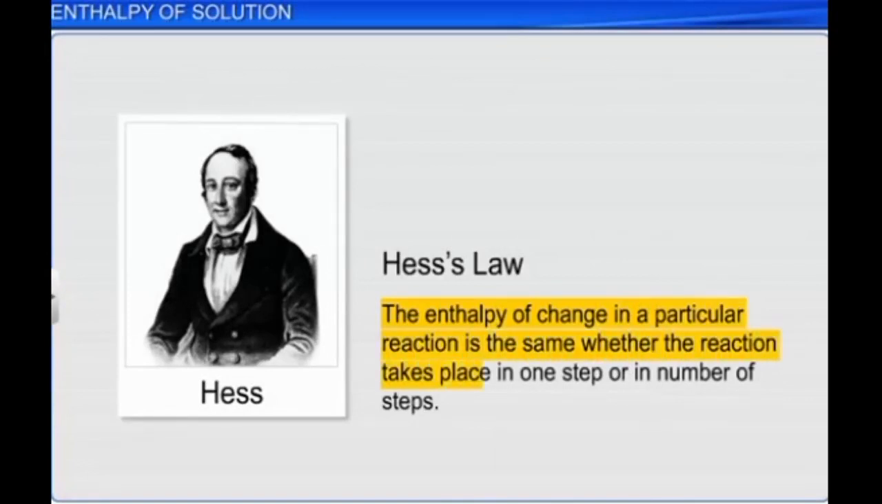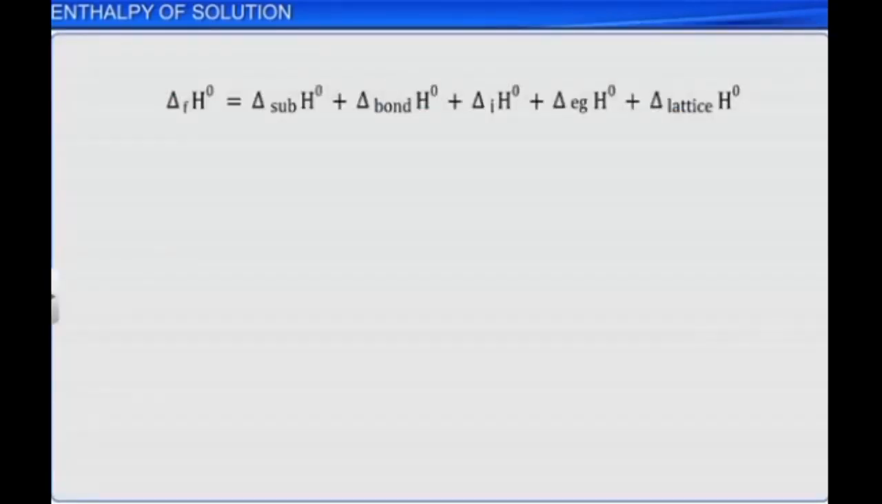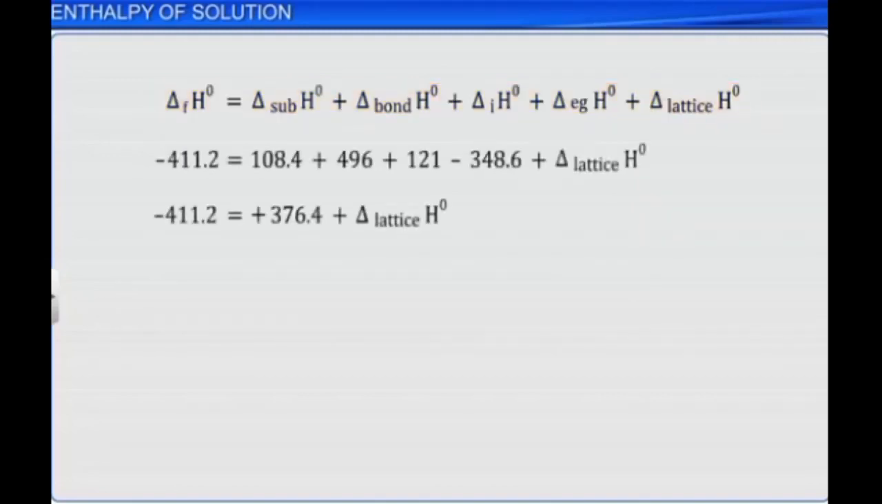Thus, enthalpy of formation equals enthalpy of sublimation of sodium plus enthalpy of dissociation of chlorine plus enthalpy of ionization of sodium plus electron gain enthalpy of chlorine plus lattice enthalpy. On substituting the values of all the enthalpies, we get the value of lattice enthalpy as -788 kilojoules per mole.